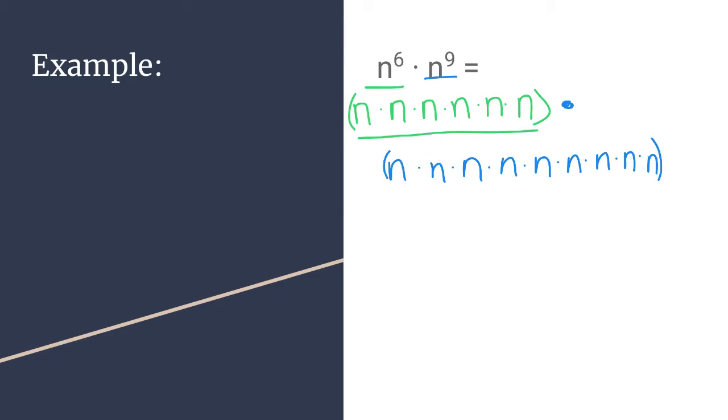And so my answer will be my base n being repeatedly multiplied 1, 2, 3, 4, 5, 6, 7, 8, 9, 10, 11, 12, 13, 14, 15 times. Now if we look at my rule, it said if you have the same base, keep your base. Add your exponents to get your new exponent. Now I cannot evaluate this. This is as far as I can go with this one until I know what n equals.